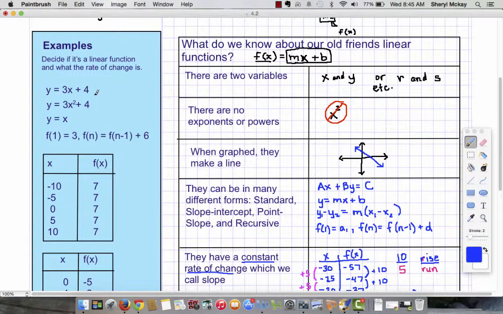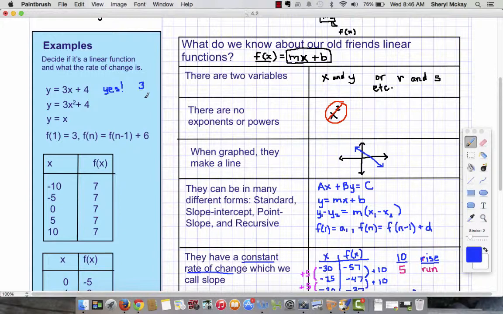Y equals 3x plus 4. What do you think? Is it a linear function? And if it is, what is the rate of change? Well, hopefully you immediately said, hey, that's y equals mx plus b format. So of course that is a linear function. And the rate of change is the slope, which is 3 or 3 over 1. So that one was pretty simple.